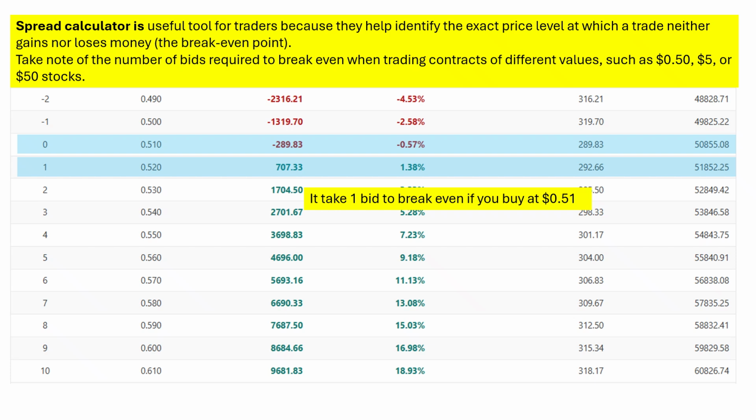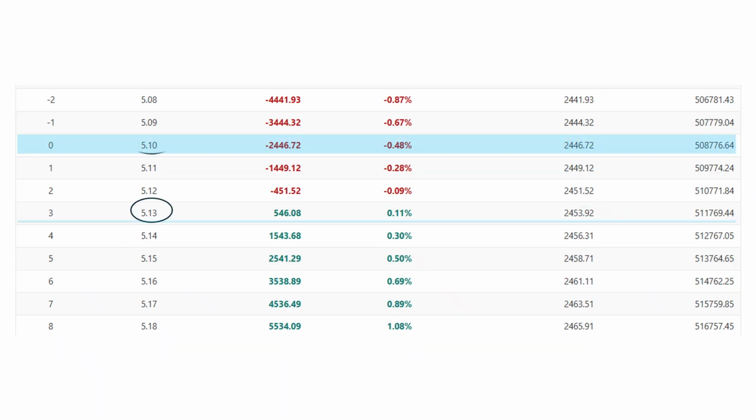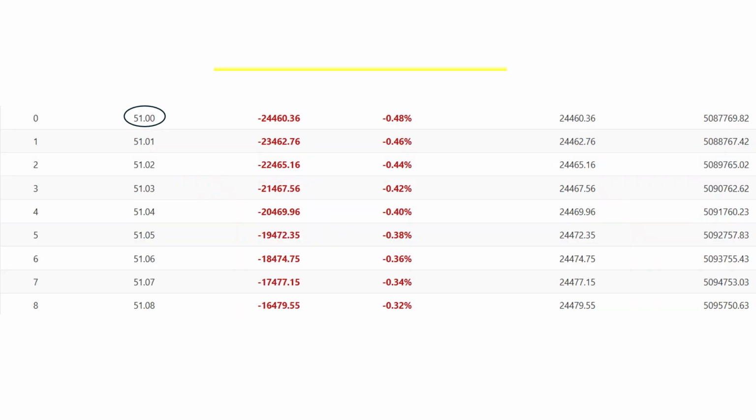It takes one bid to break even if you buy at 51 cents. It takes 3 bids to break even if you buy at $5.10. Your break even for $51 contract value is 25 cents.